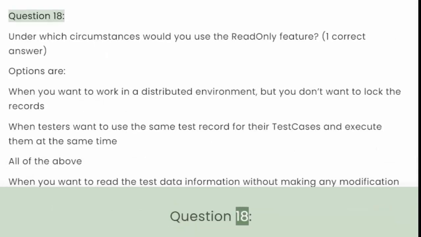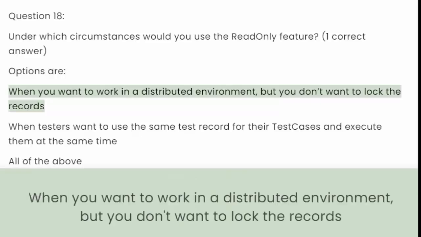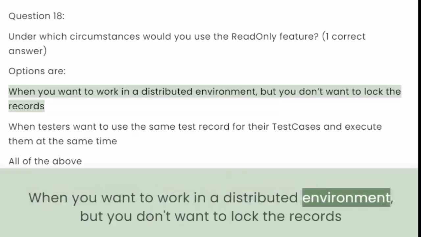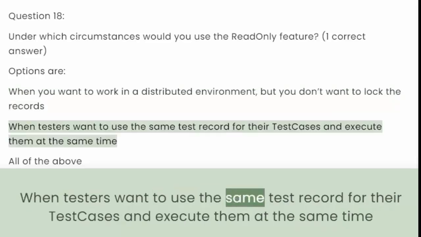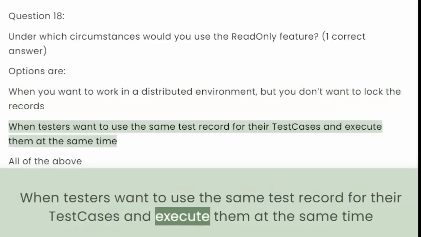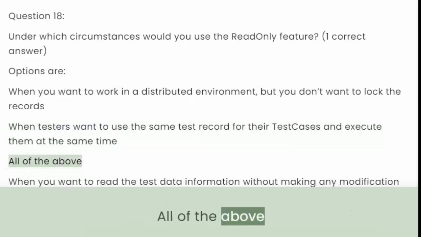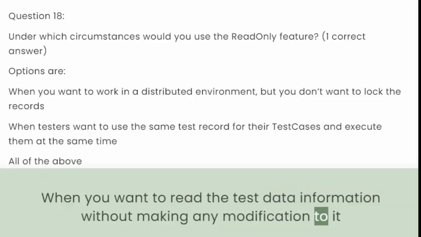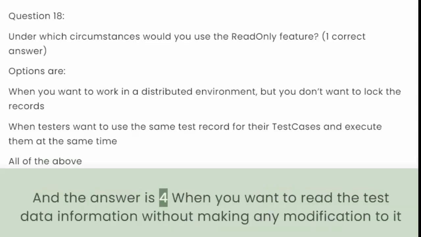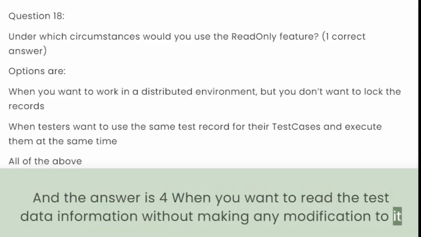Question 18. Under which circumstances would you use the read-only feature? Options are: when you want to work in a distributed environment, but you don't want to lock the records; when testers want to use the same test record for their test cases and execute them at the same time; all of the above; when you want to read the test data information without making any modification to it. And the answer is 4, when you want to read the test data information without making any modification to it.